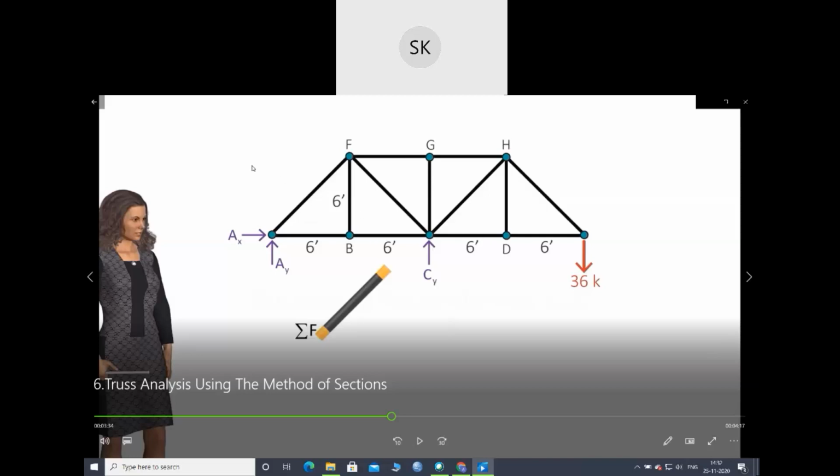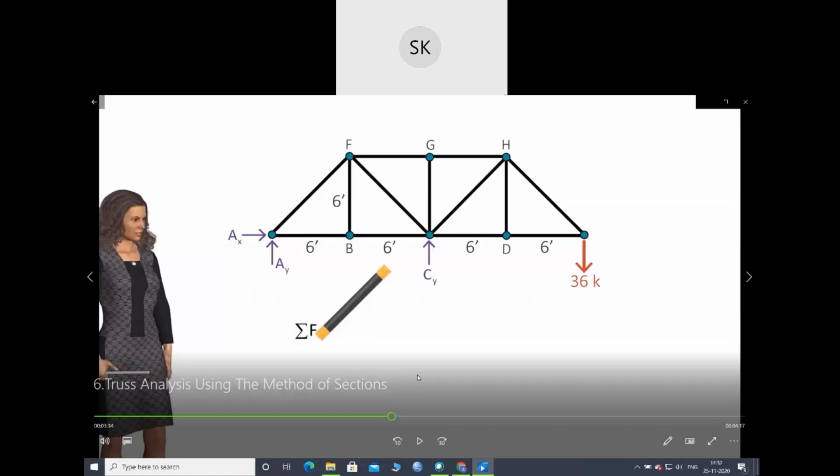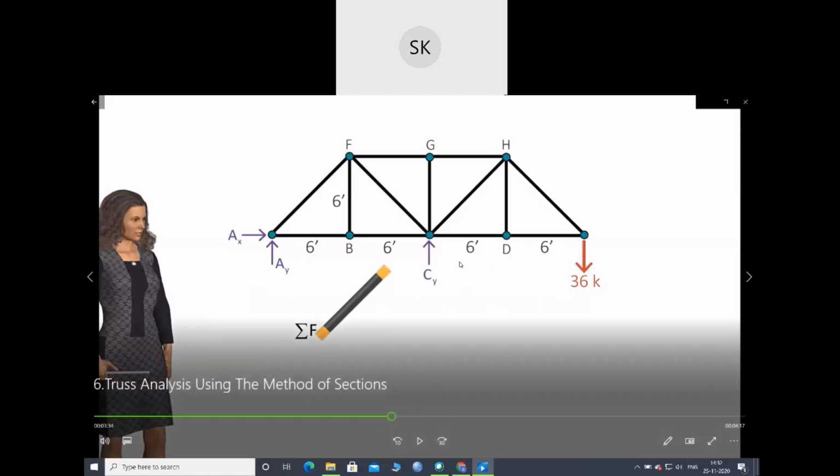But in some members, you may need these reactions. So it is better to find out the support reaction at the first step. If you find out the support reaction first, it will be easy for you to determine the forces in the rest of the members.